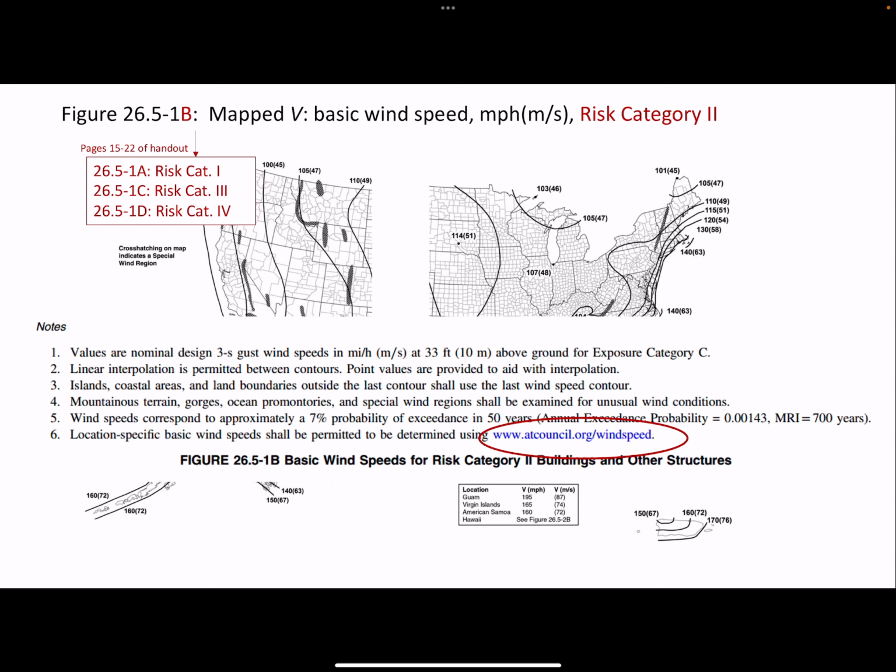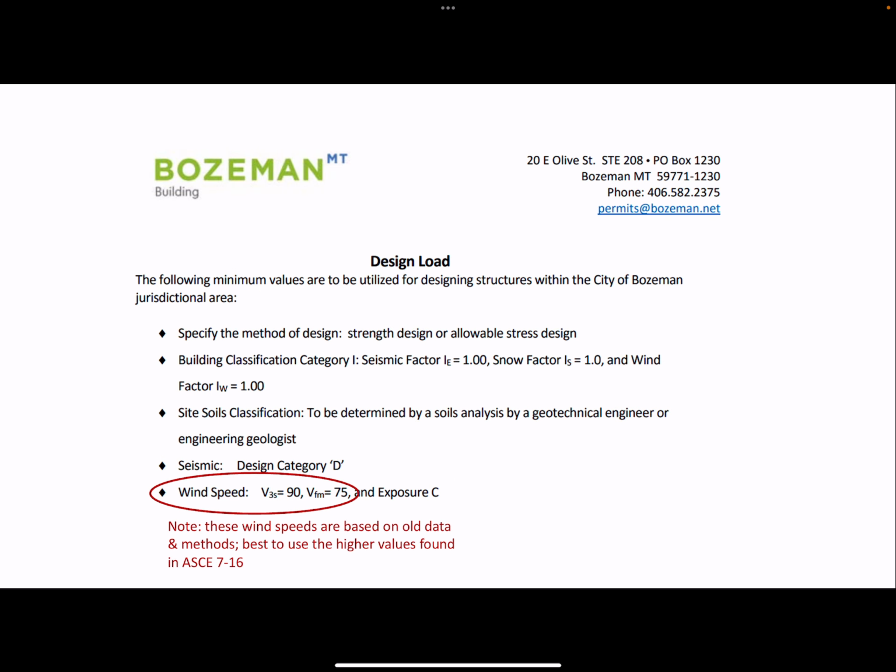So in the notes at the bottom of these maps, the last one says you can also go to this atcouncil.org website to find your wind speed. So if we were to consider Bozeman, for example, the Bozeman city criteria lists wind speeds of, there's two options, all right? So they list the 3-second gust wind speed of 90 miles per hour, and they list the fastest mile wind speed of 75 miles per hour.